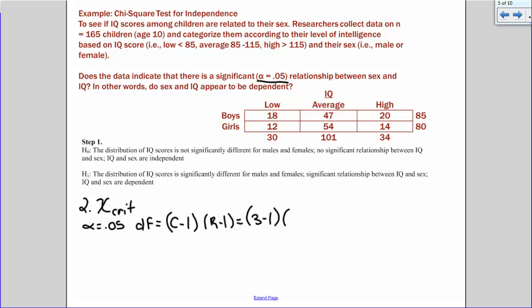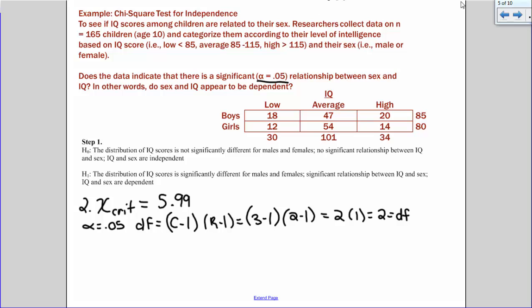And then R represents rows. How many different levels of sex do we have? We have 2, boys and girls, and 2 minus 1. So 3 minus 1 becomes 2, and 2 minus 1 becomes 1. 2 is our degrees of freedom. So with a chi-square crit for degrees of freedom 2 and an alpha of 0.05, we already found that in the previous example, and it's 5.99.